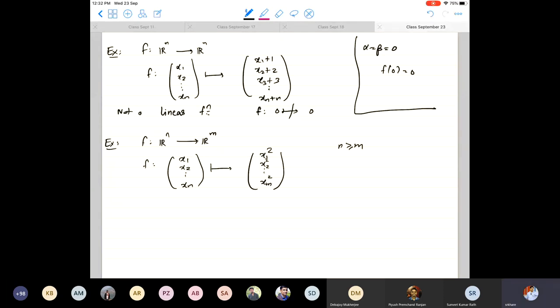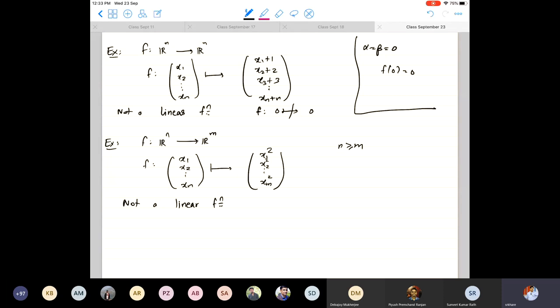Is this function a linear function? No, sir. Why? (x plus y) whole square is not equal to x square plus y square. So the answer is not a linear function. Why? Superposition principle is violated. Superposition principle is not satisfied. Correct. So you have to check the superposition principle.